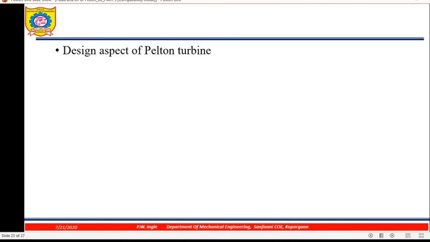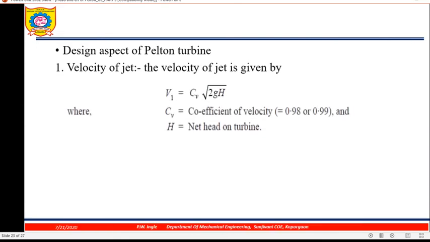Now you see the design aspect of Pelton turbine. First of all, velocity of jet. The velocity of jet is given as V1 equal to Cv under root 2gH, where Cv is what? Coefficient of velocity, H is net head on turbine.